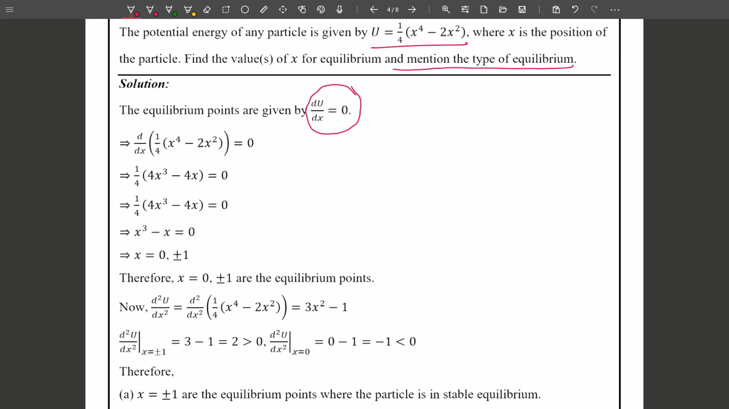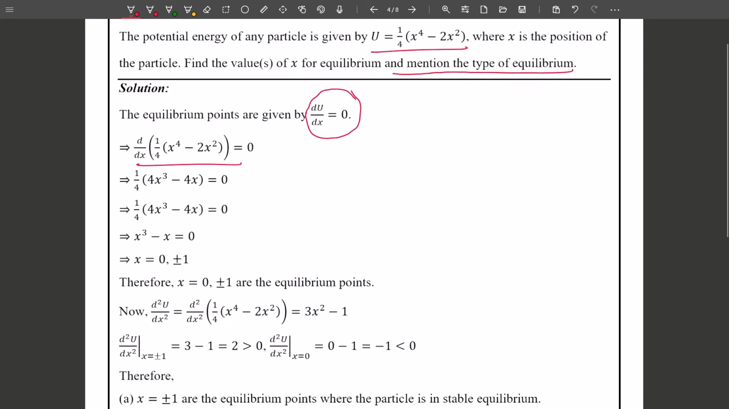Okay, so first we do this. dU/dx is 0, U equal to this. So we simplify this. This comes out to be this, and finally these are the points where dU/dx is 0. Okay, so these are my equilibrium points.